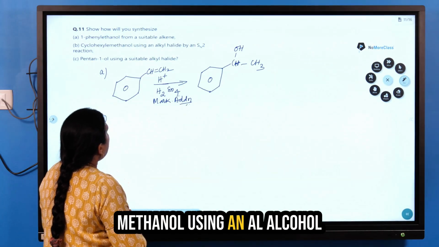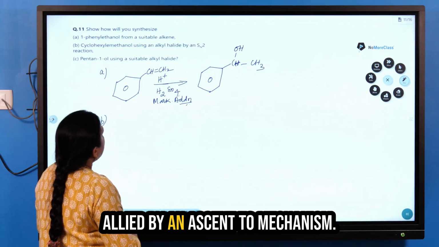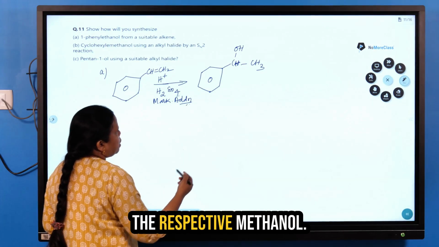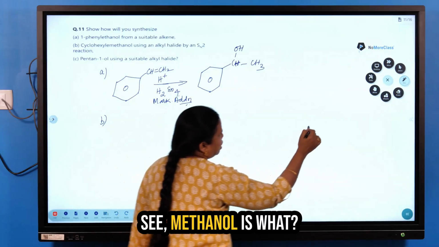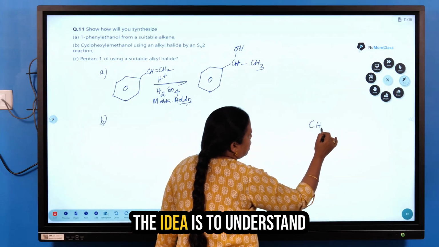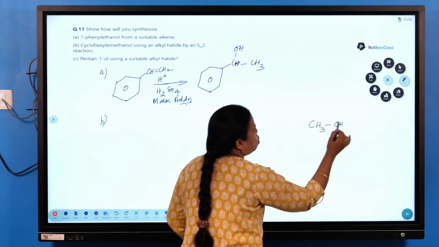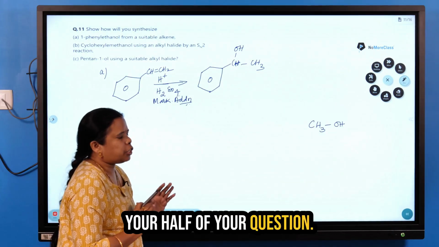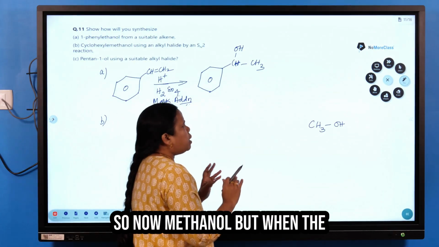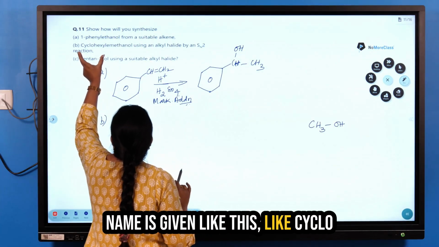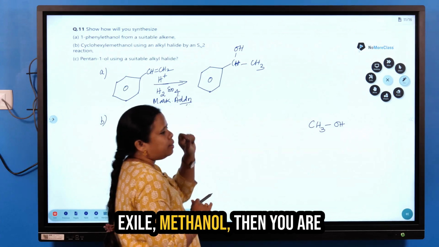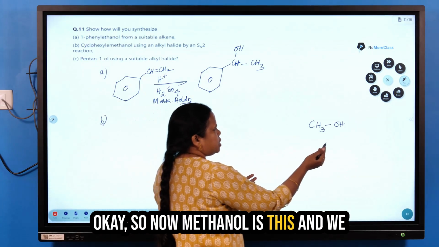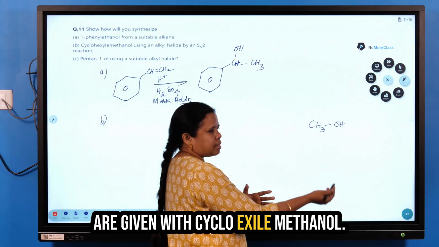Now the next one we have is cyclohexylmethanol using an alkyl halide by an SN2 mechanism. So let's write the respective methanol. The idea is to understand what is ours; that will solve half of your question. But when the name is given like cyclohexylmethanol, you are confused what the product is. So methanol is this, and we are given cyclohexylmethanol.